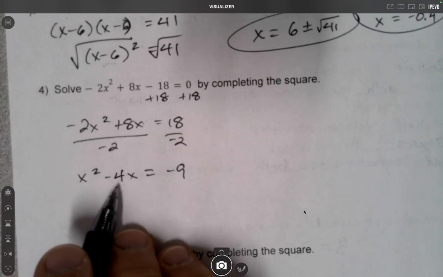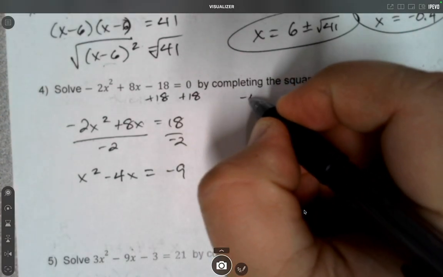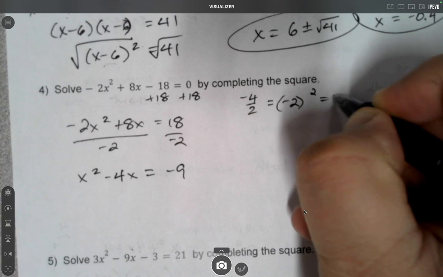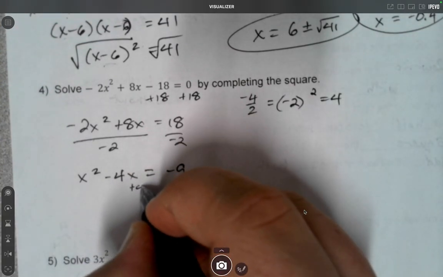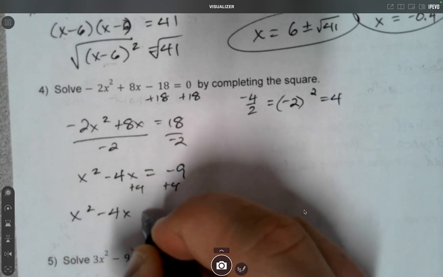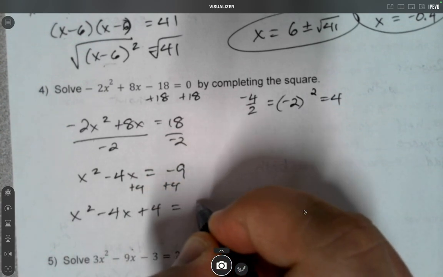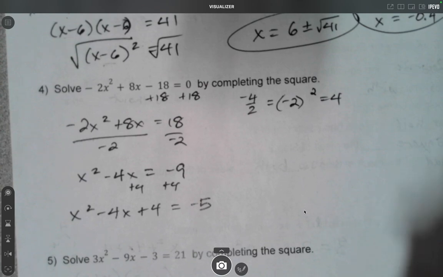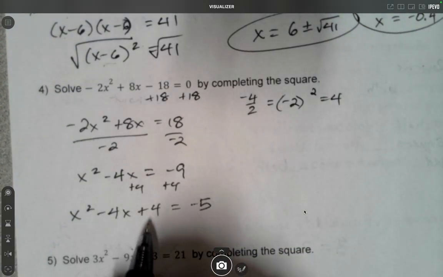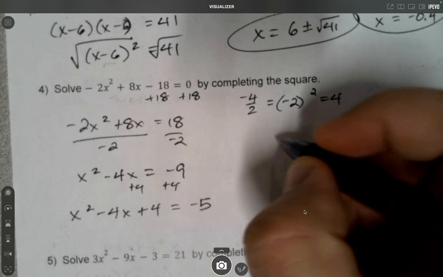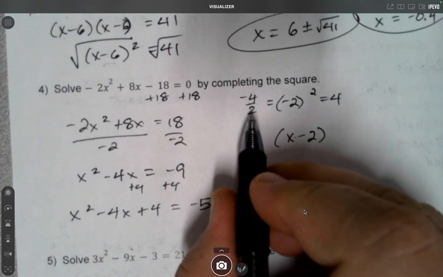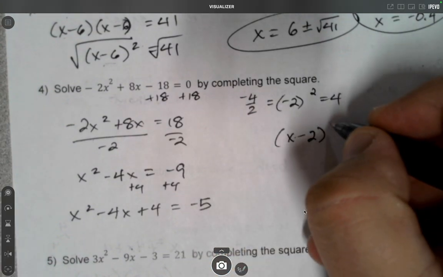Then I half the middle and square it. So negative 4 over 2 is negative 2. And I square that and get positive 4. So I'll add 4 to both sides. Then I'll factor this. I have to think what multiplies to be positive 4 and adds up to negative 4. That would be minus 2, which, how about that? Look what we got right there when we cut b in half, minus 2, or negative 2.